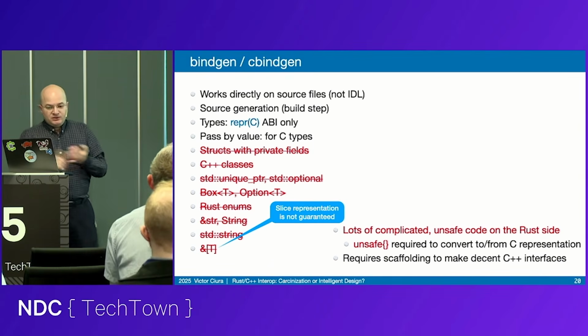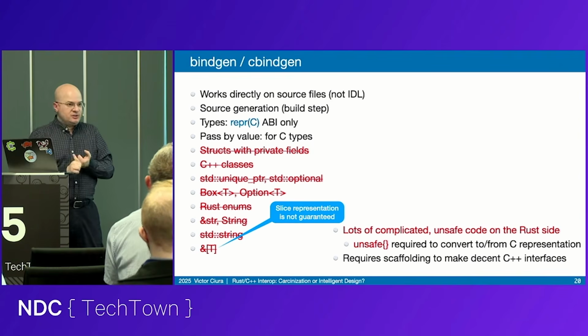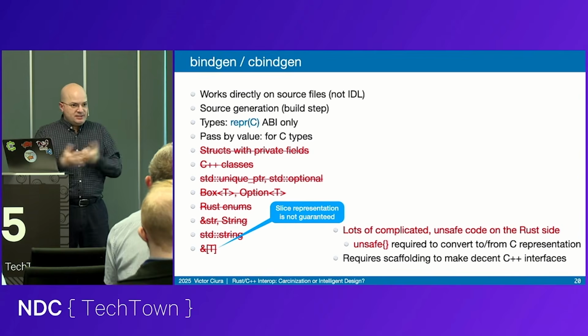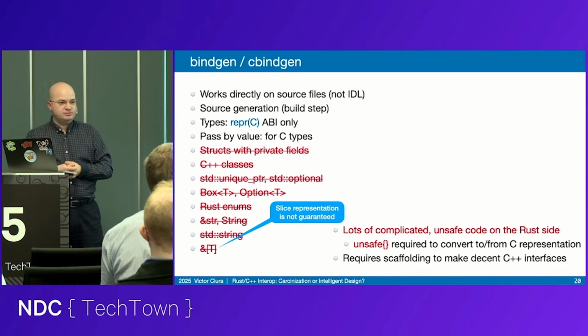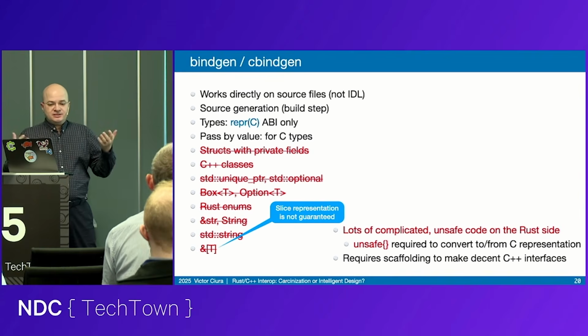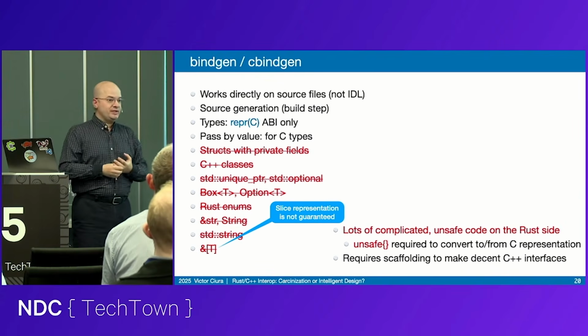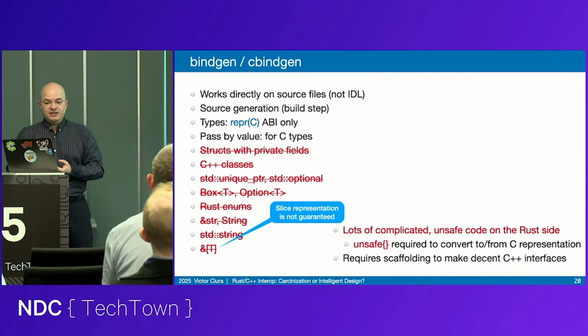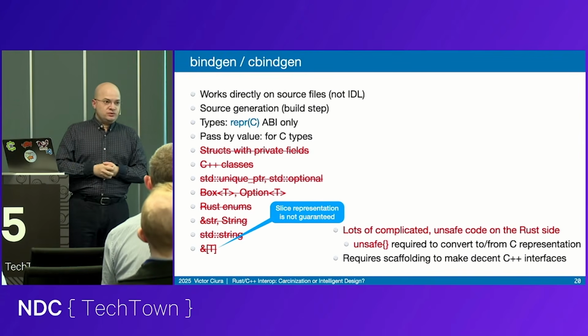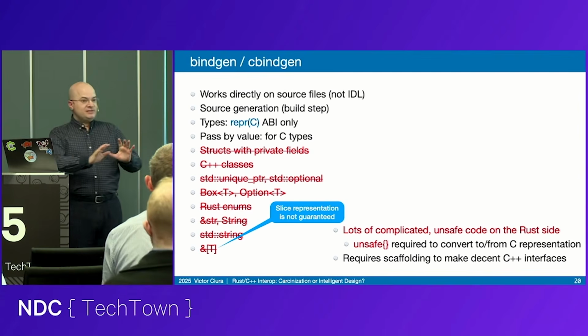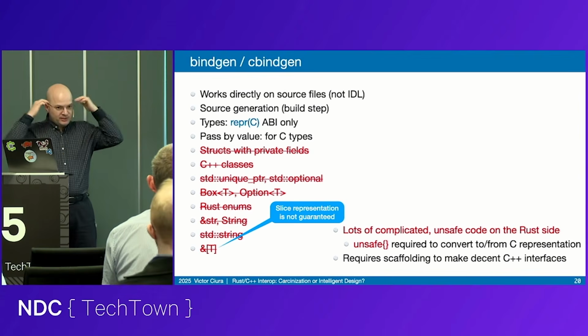So you can't do structs with private fields, can't do C++ classes, obviously, right? No fancy memory management handles or boxing types, no Rust enums, boo. No string slices, no slices whatsoever, right? Because even slice representation is not guaranteed in Rust, right? There are current ongoing efforts to properly define the representation of a slice. You know that conceptually in your mind, you know what a slice is, right?